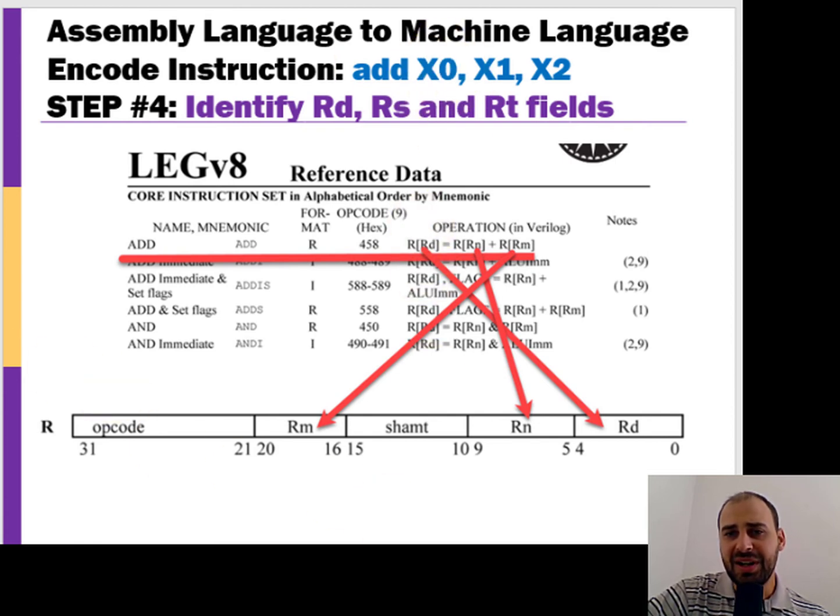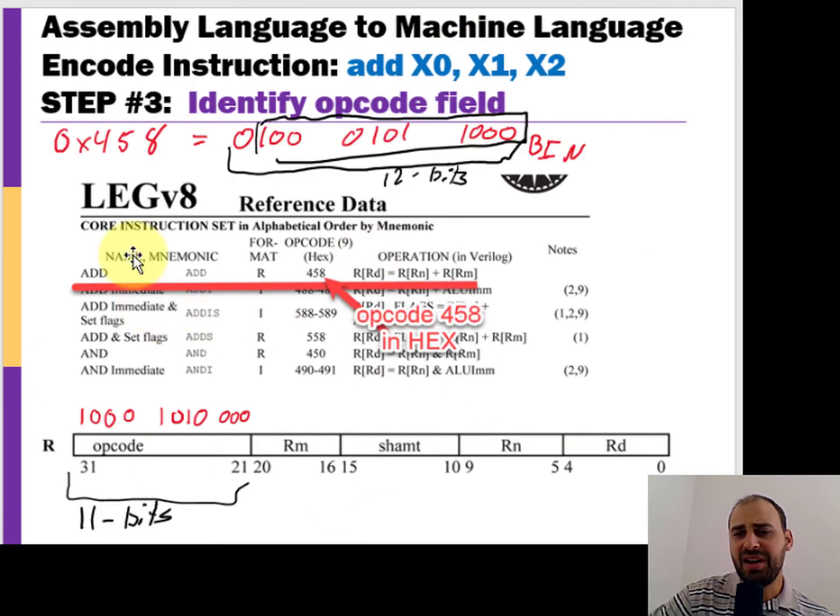So another way, just to make that a little bit more clear, the RD register is register 0. I'm going to come here and say for register 0, it's simply 5 bits that are all zeros. RN is register 1.